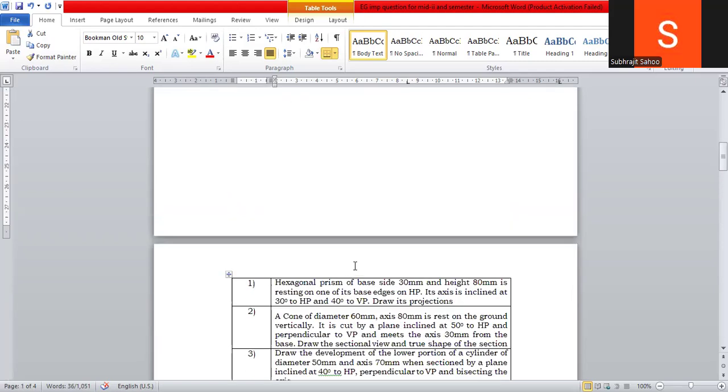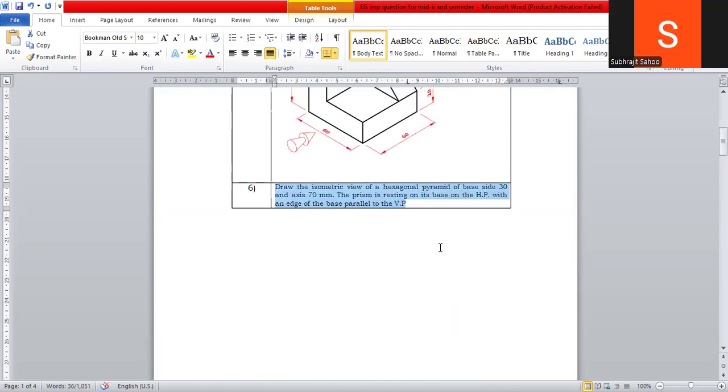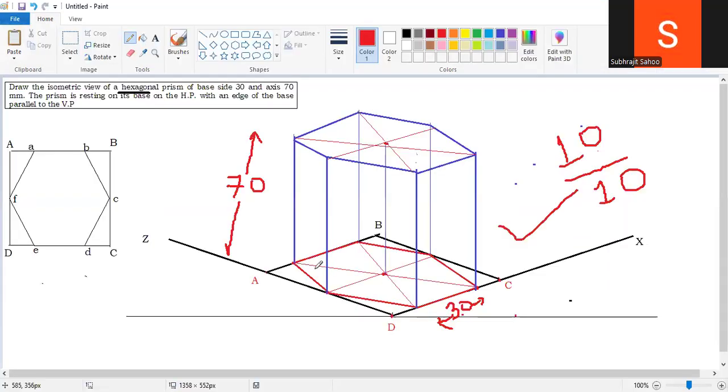So I hope this concept is clear to all of you, right? Practice this diagram at least 2 to 3 times, right? At least 2 to 3 times practice it. Then definitely you can score very well in this drawing subject, right?